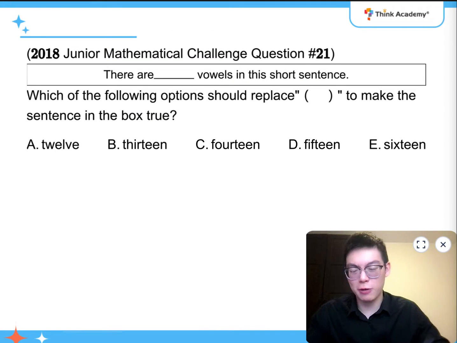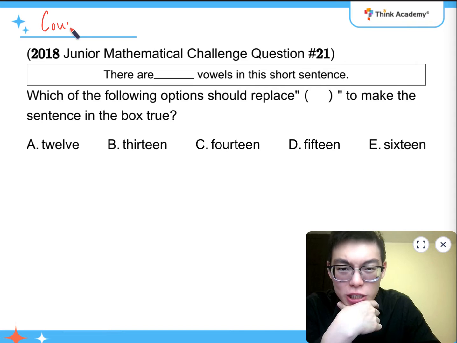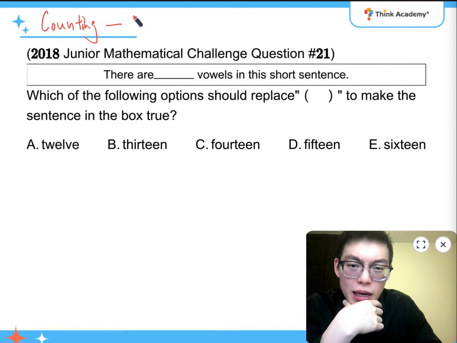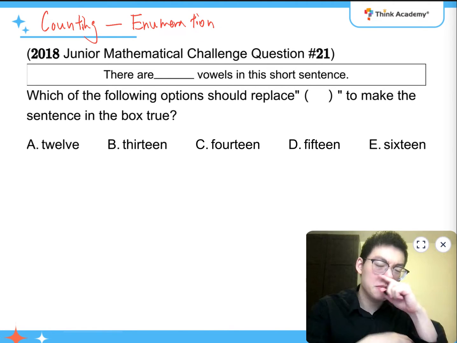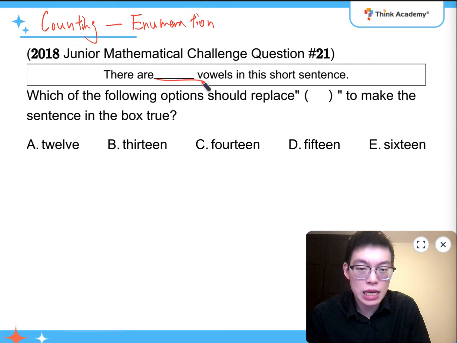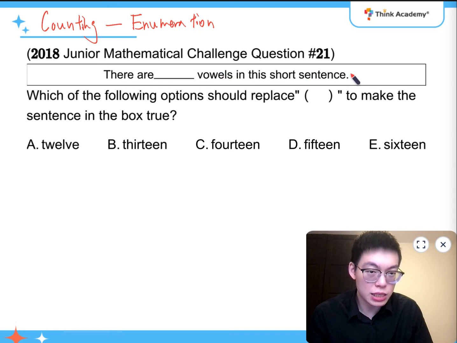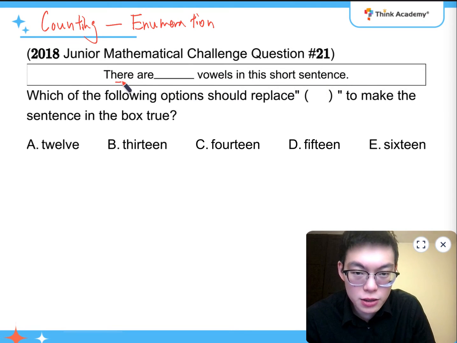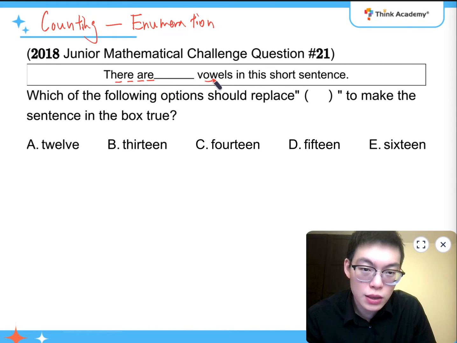As for question 21, this is just a simple counting question, and it's about enumerating the different cases. You might have seen this question before. It was adopted by a lot of past 11 plus papers. Basically, which of the options should replace this underline to make the sentence in the box true? The sentence is saying there are a number of vowels in this short sentence, which means that first of all we can try to count the vowels in this sentence.